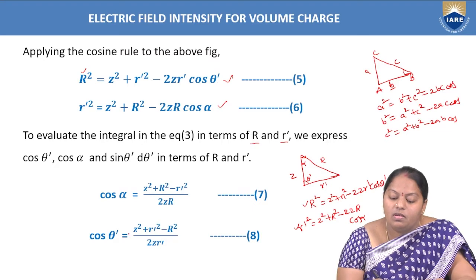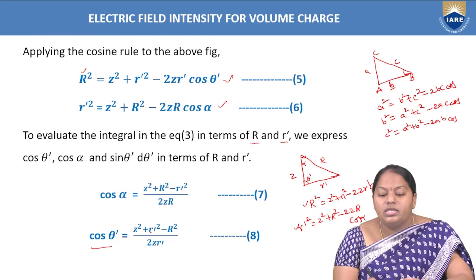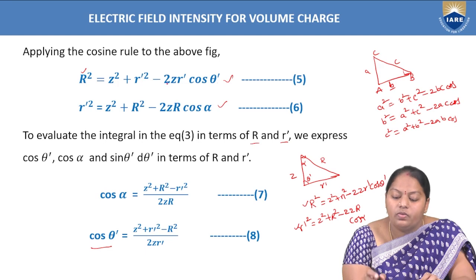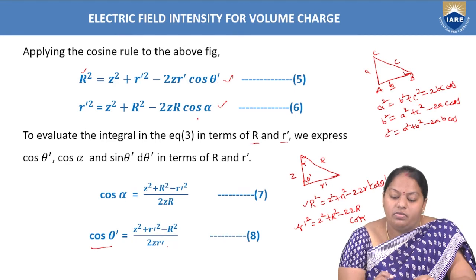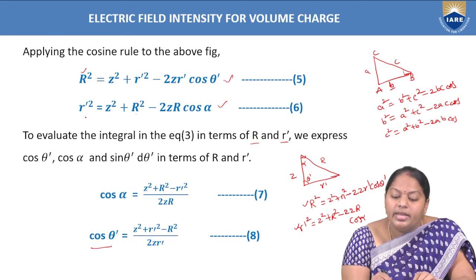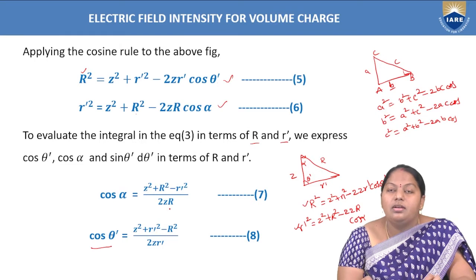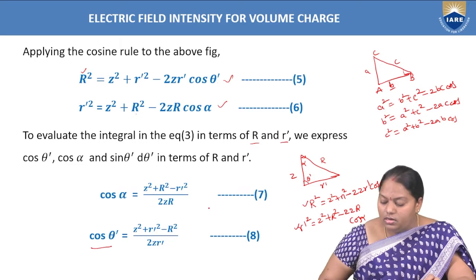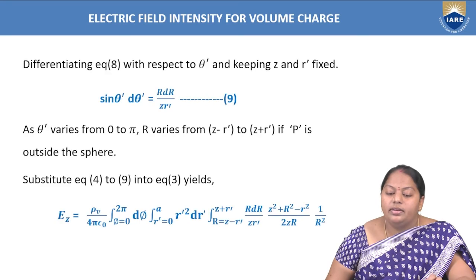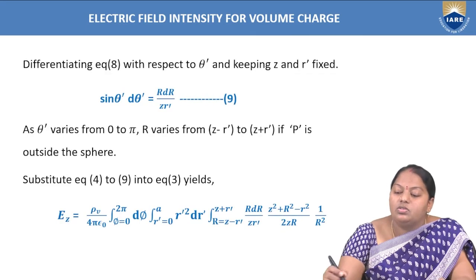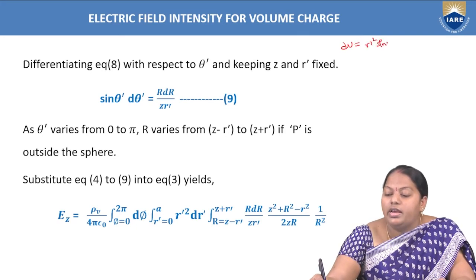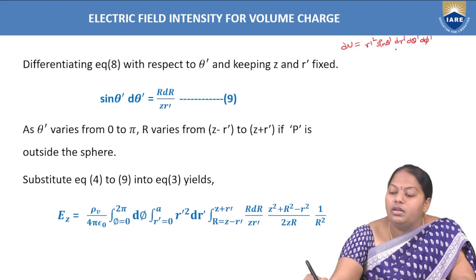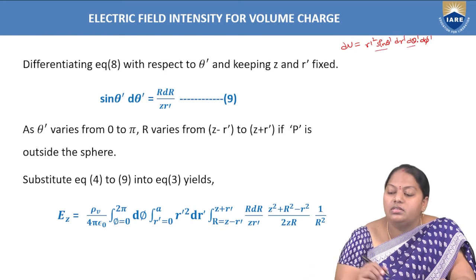From this equation, cos theta dash equal to z square plus r dash square minus R square by 2zr dash. In a similar way, from this equation, cos alpha equal to z square plus R square minus r dash square by 2zR. So consider these as the respective equations. Now substitute all in the respective places, and differentiate. Previously we considered the equation for dv as r dash square sin theta dash dr dash d theta dash and d phi dash. So here sin theta dash d theta dash is the other one.